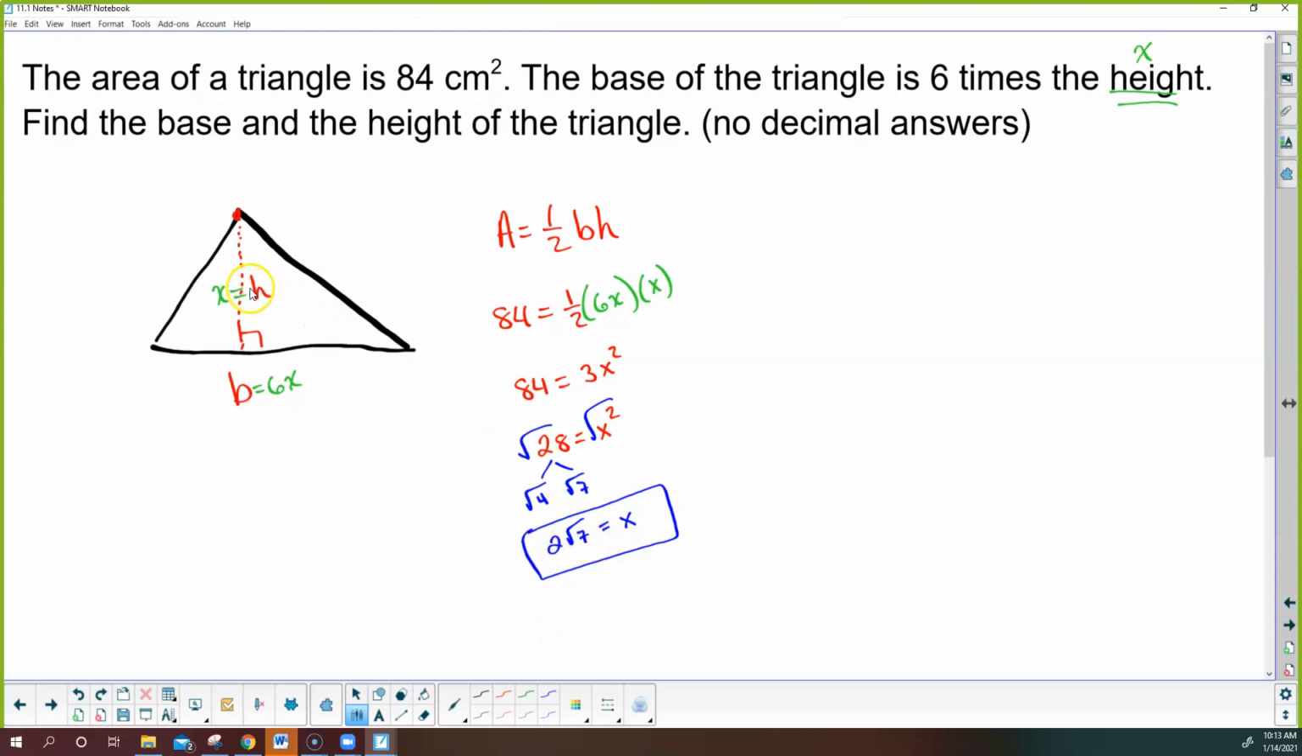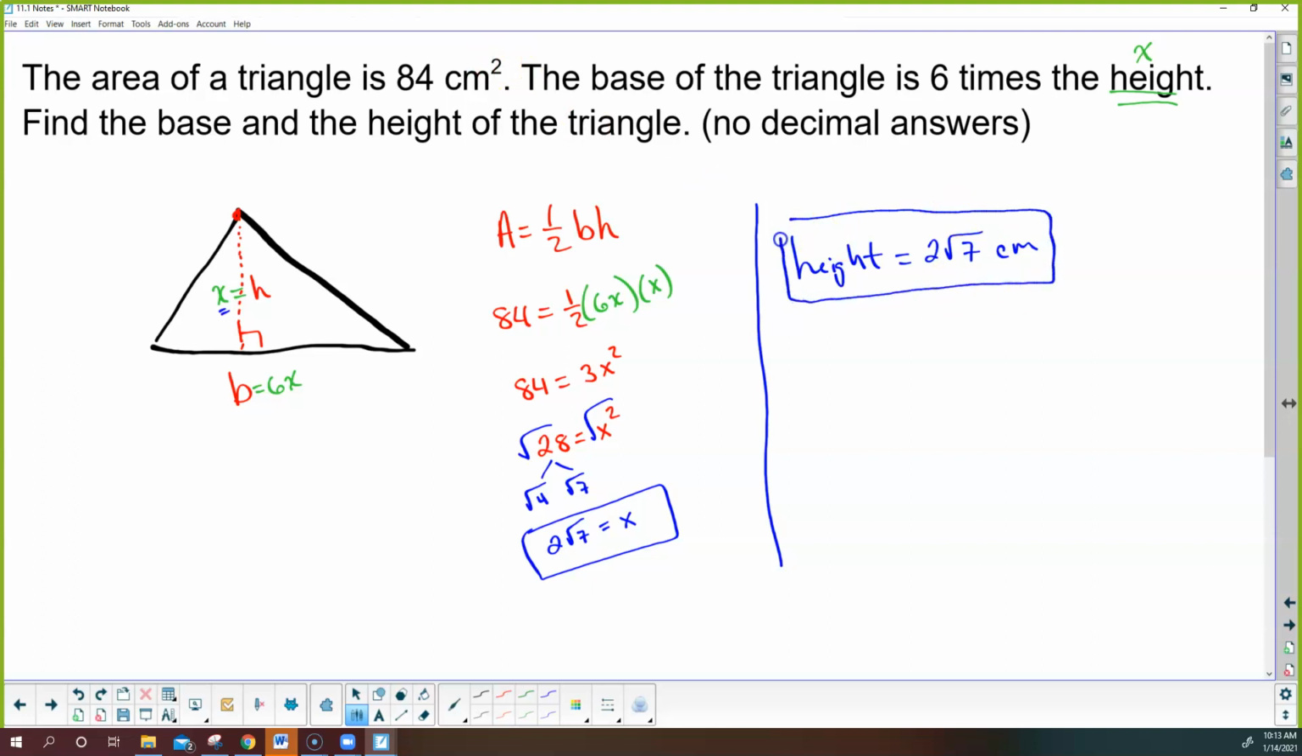Well, what does that mean? Now I have to find the base and the height. Okay? So the height is equal to x, and I know what x is, so my height is 2 square roots of 7. And then we do want to put the units. Since the area was in centimeters squared, that means the lengths, or the base and the height, are just regular centimeters.